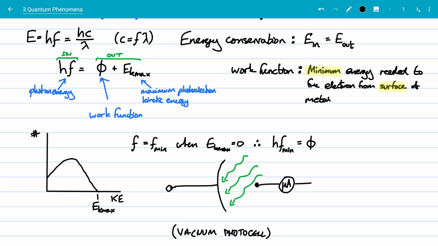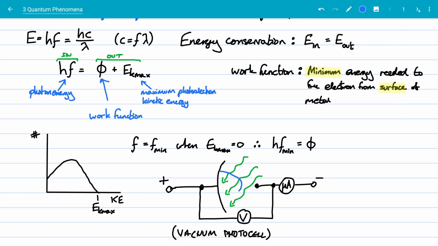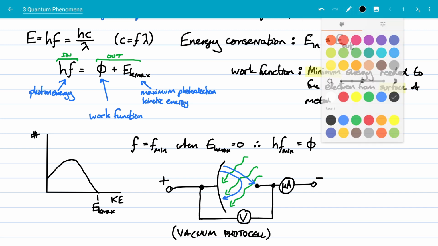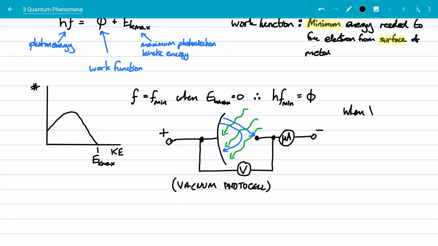But if now I connect these terminals to a power supply, and I can do that in a few different ways, let's connect them to make this side more positive, that side more negative. So there's a potential difference between these two points. And I connect a voltmeter between those two points. Then what's going to happen? Well, as V increases, the electrons that are escaping are more strongly attracted back to that metal. So eventually there will be a particular V where the electrons do not have enough energy to reach the other side of the photocell. And we call that particular V the stopping potential. So when V equals Vs, that's the stopping potential.